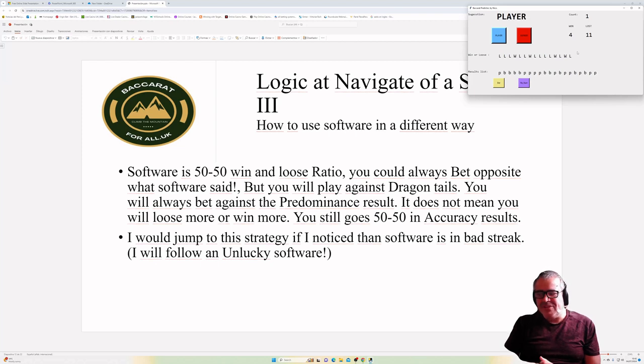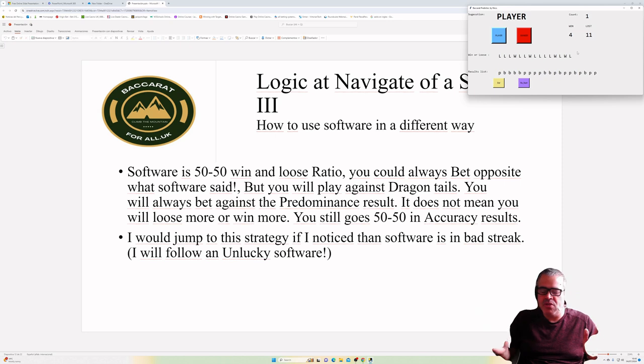But like I say, you have to be consistent. What are you doing? You are fighting against the predominance. You are trying to bet what is coming less. If it's coming four banks or one player, the software will suggest you bet bank, but you will bet player because you are against the software, and you still will get 50% of the time. You will win 50% of the time, and you will end up in the same place at the end.